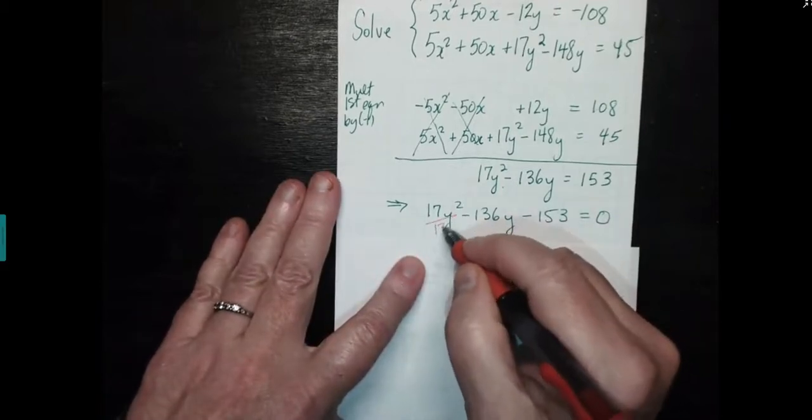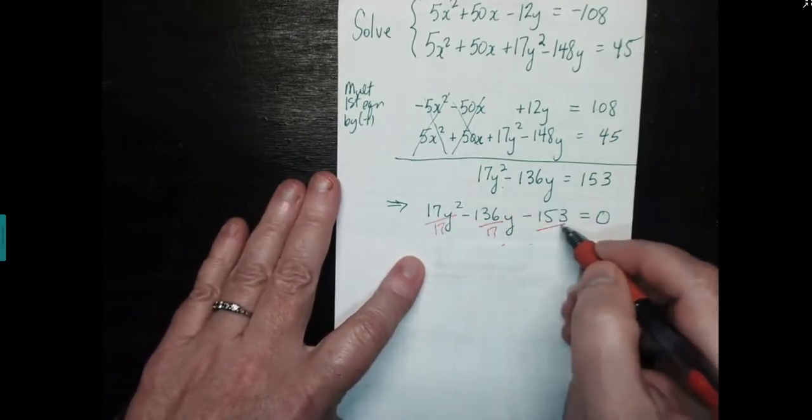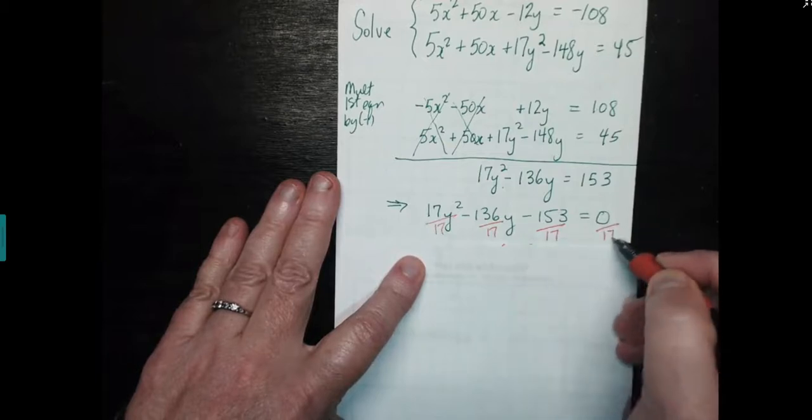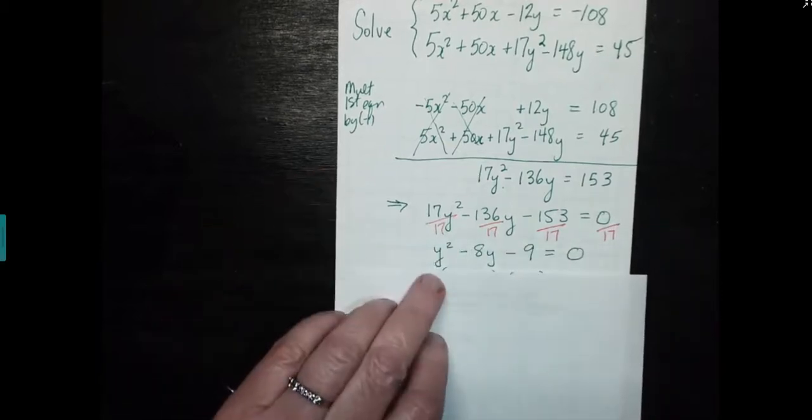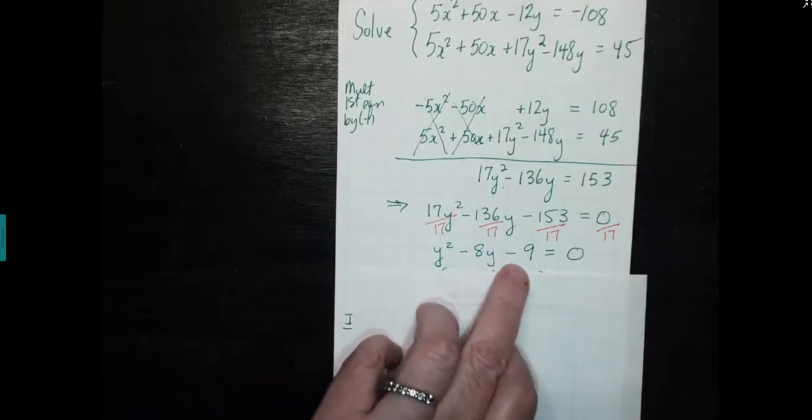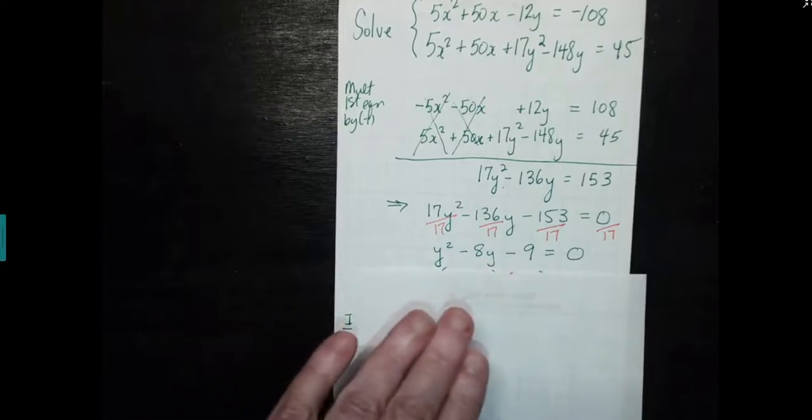I'm going to divide every term by 17 because 17 is a factor of everything here. Of course, 0 divided by 17 is just 0. So I'm going to have y squared minus 8y minus 9 equals 0. That is easy to factor.